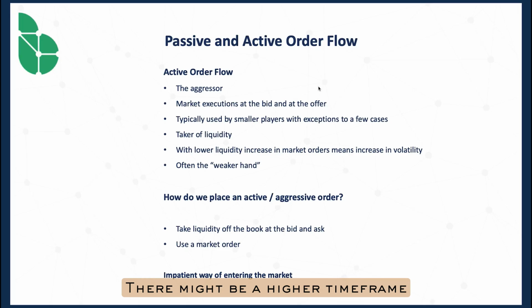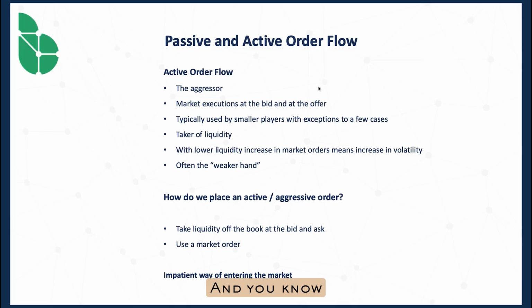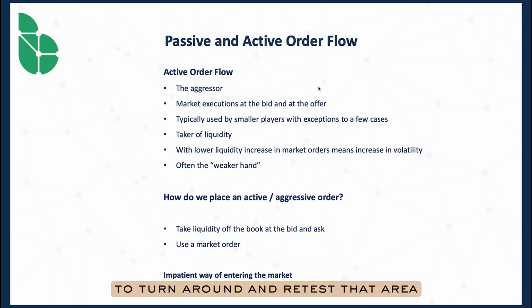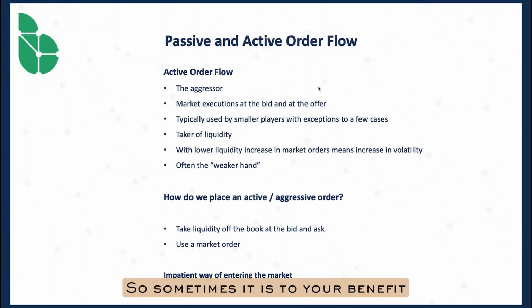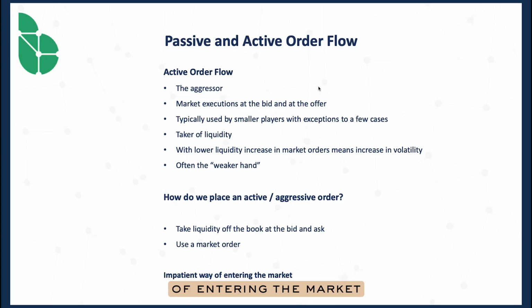There might be a higher time frame support or resistance that is finally giving way and there's acceptance on the other side of it. And if you're waiting for the market to turn around and retest that area before moving forward, more often than not, you could get left behind. So sometimes it is to your benefit, in a very impatient way, because you might not get a pullback, to enter the market with a market execution, or a form of active order flow, being the aggressor. So this is an impatient way of entering the market, or as I should also mention, exiting the market if we are looking to get out of a position.